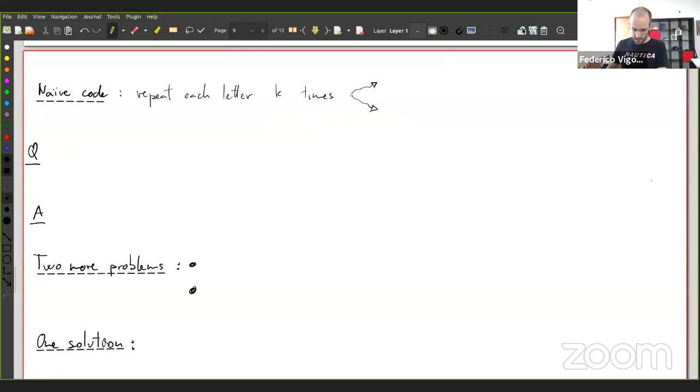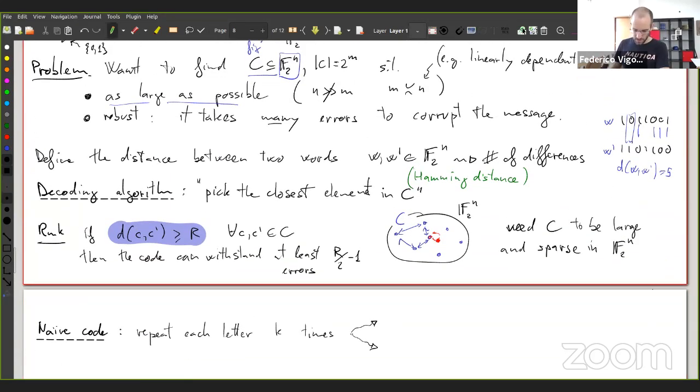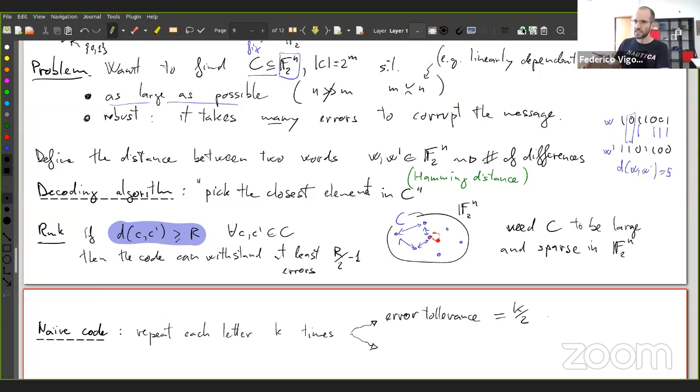Okay, so now let's have another look at our naive code where we were just repeating each letter k times. Then in this case, we can say that the error tolerance is equal to k/2, where the error tolerance means the number of errors that it takes to break the code, to corrupt the message. And if we just repeat each letter k times, if we do k errors and we are unlucky, then we corrupt the message. So the error tolerance is strictly dependent on k.